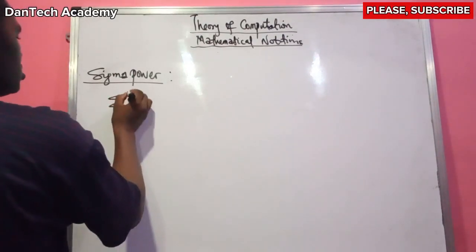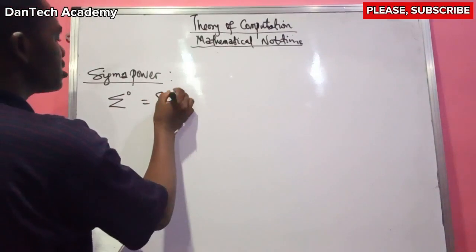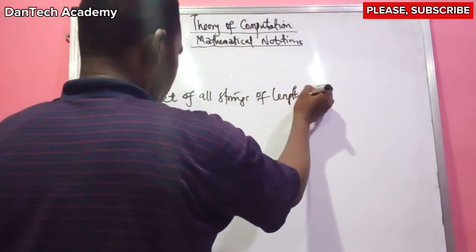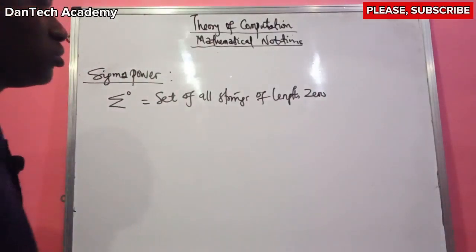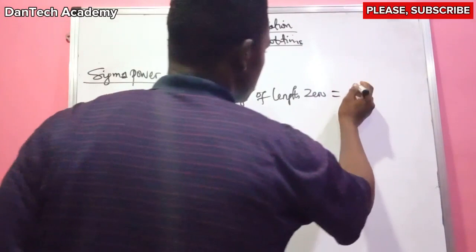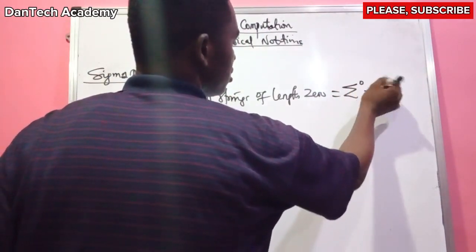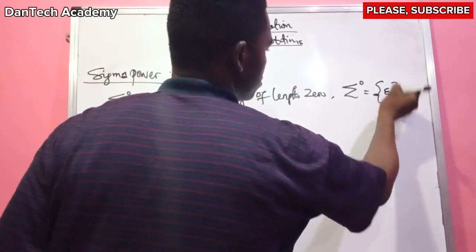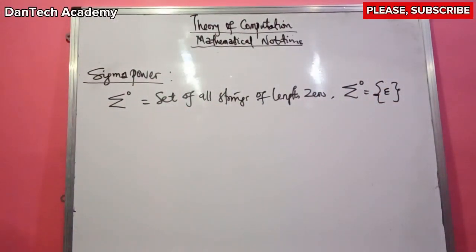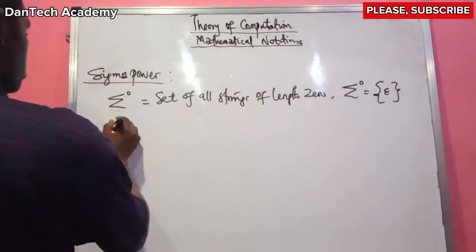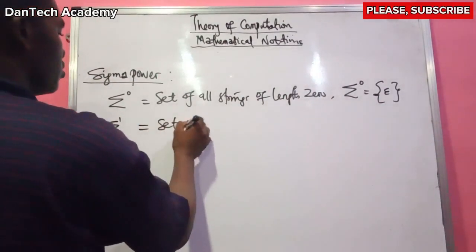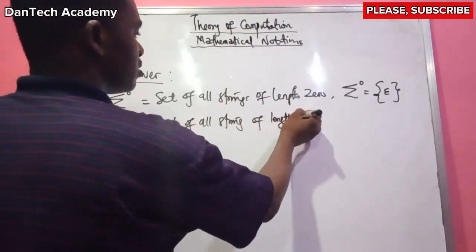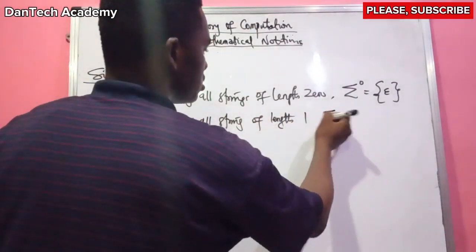If I say sigma power 0, sigma power 0 simply means the set of all strings of length what? Of length 0. So in this case, my answer will be the set containing epsilon, because the length is 0. Then sigma power 1 is the set of all strings of length 1.